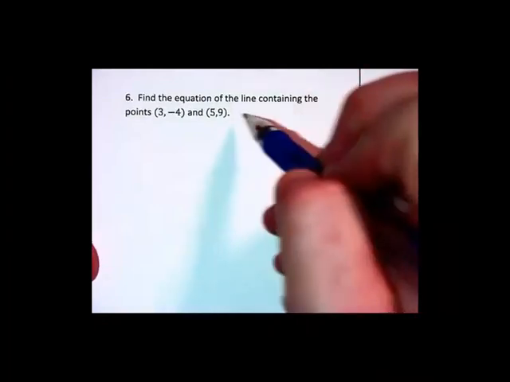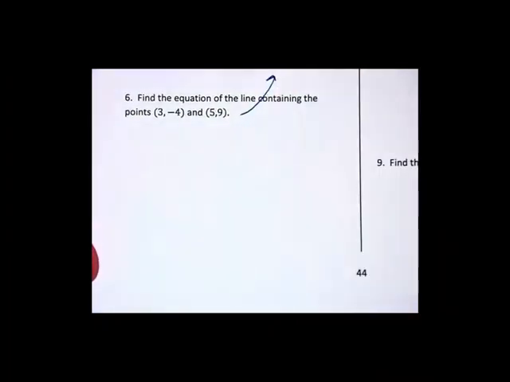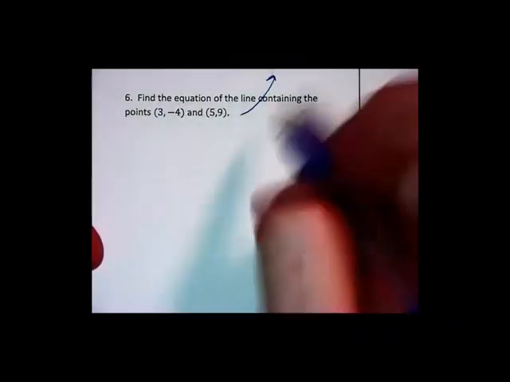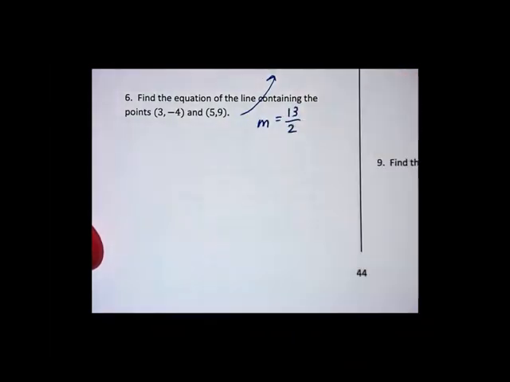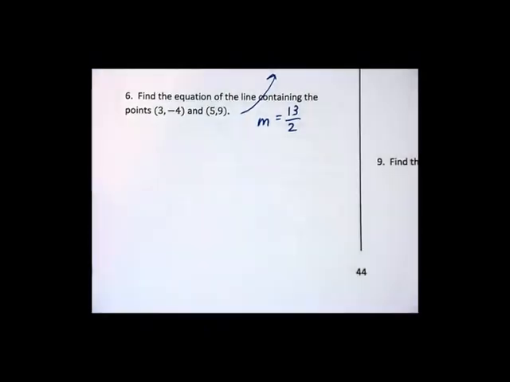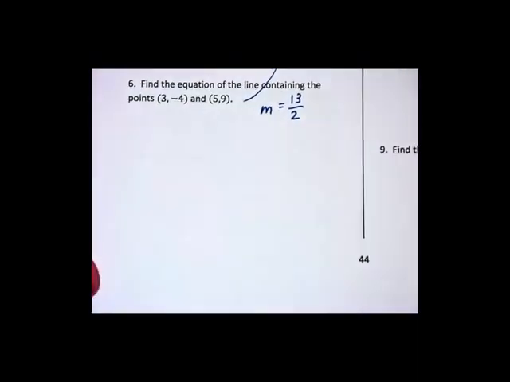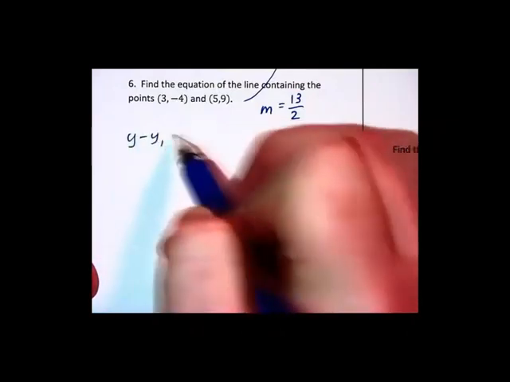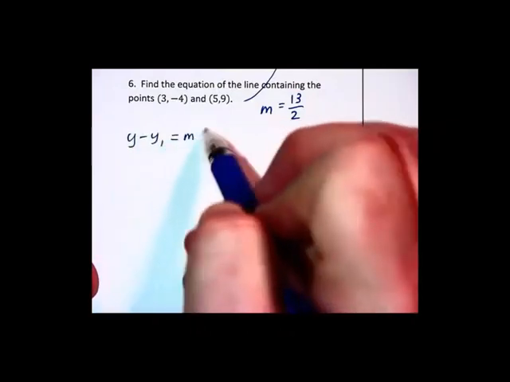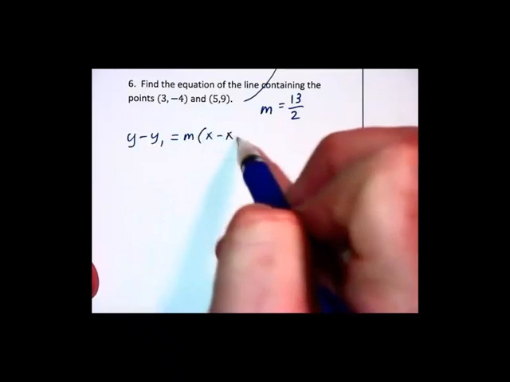Now the next problem asks us to find the equation of the line containing these 2 points. It happens to be the same 2 points that we used in the problem above, so we know that m is equal to 13/2. We just need to find the equation. So we're going to use the point-slope formula, which is another formula that needs to be memorized. y minus y1 is equal to m times x minus x sub 1.